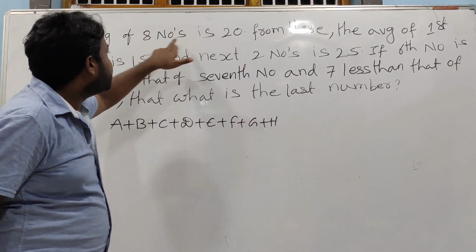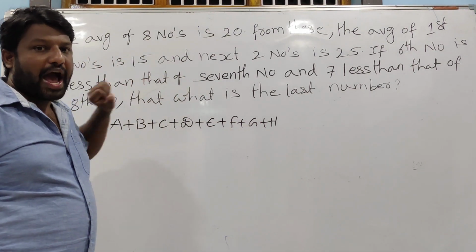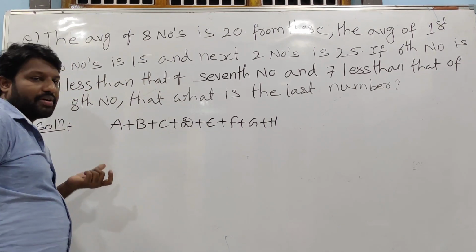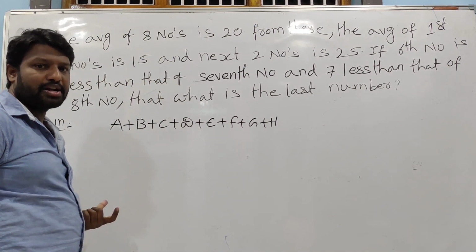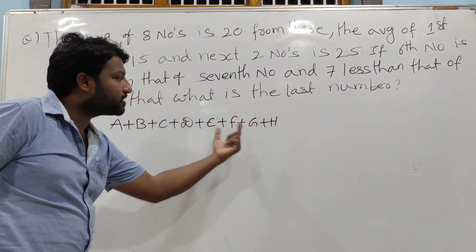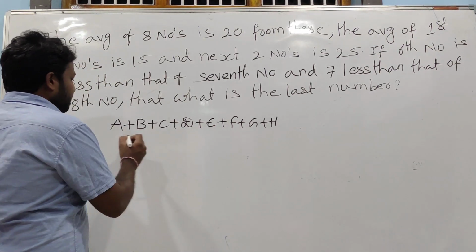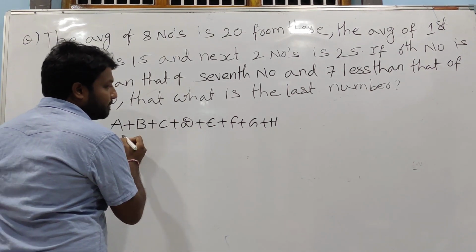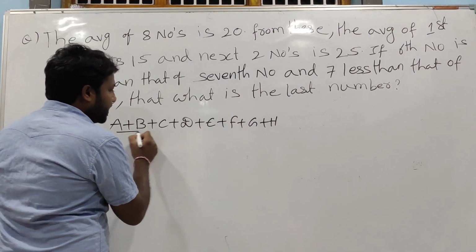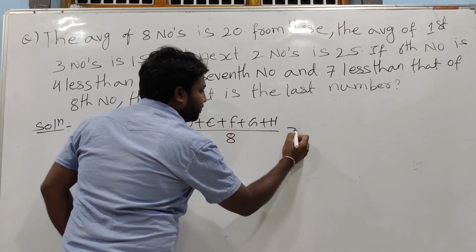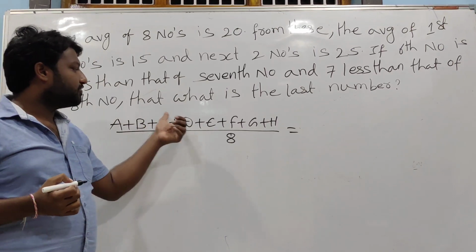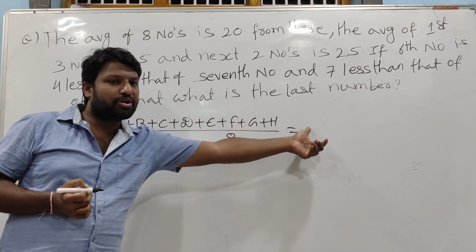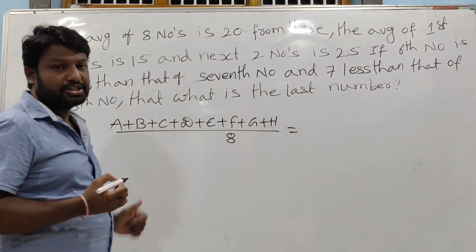So what is given? The average of 8 numbers is 20. Average means, what is average? Average means sum of observations by number of observations. I am summing these numbers and I am dividing by 8. Average is nothing but sum of observations by number of observations. They have given the average of 8 numbers is 20.